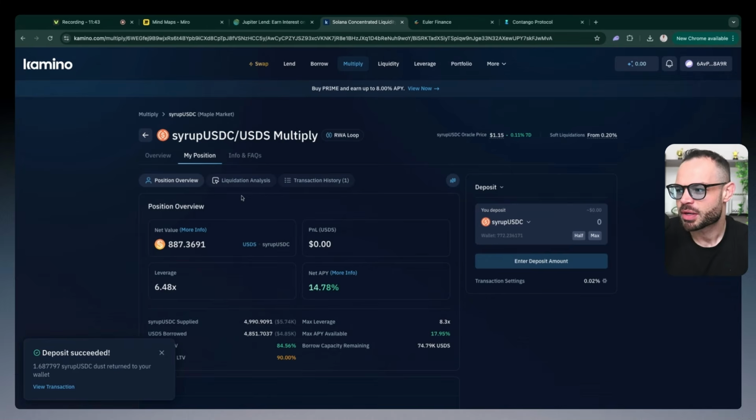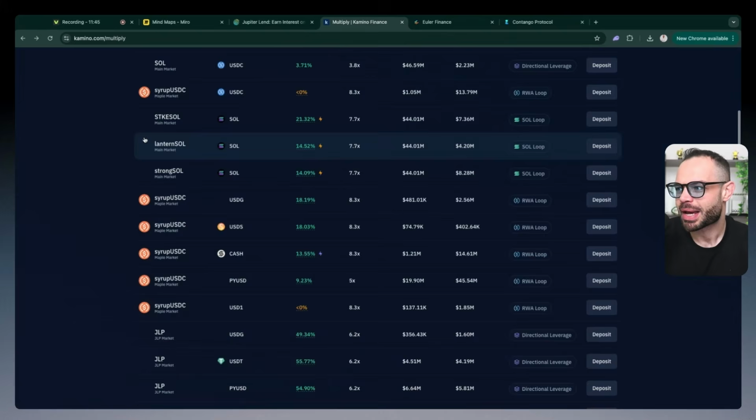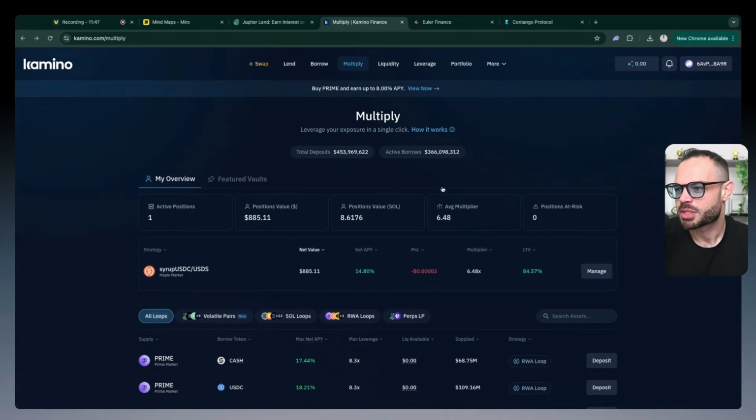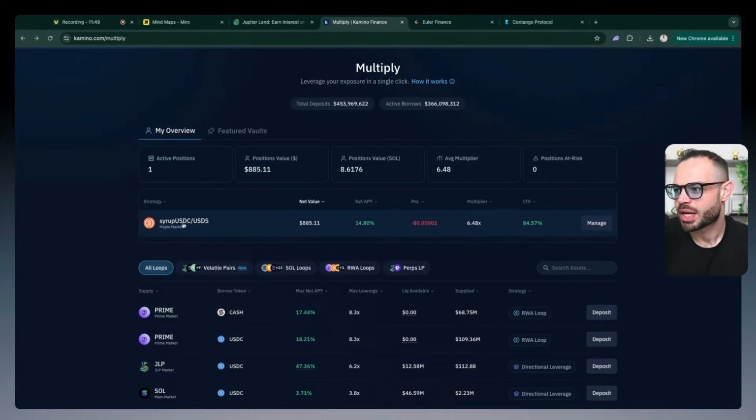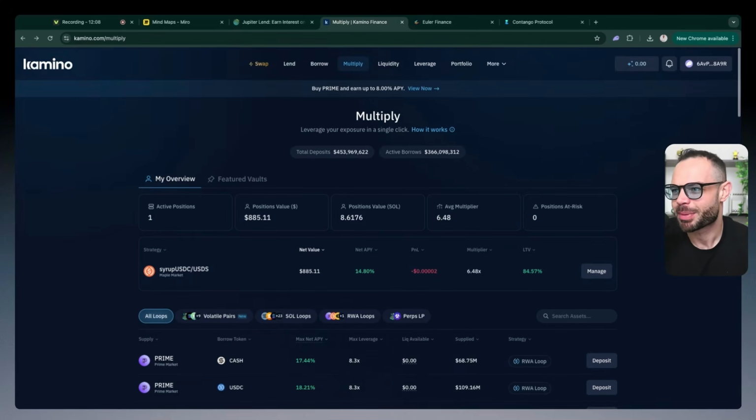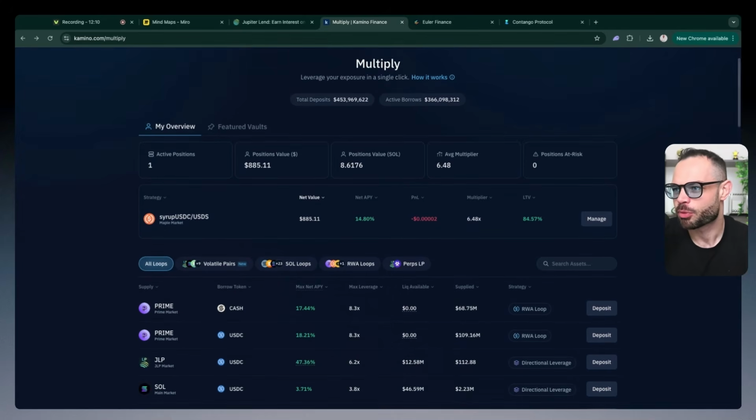You can see now we've got deposit successful. We have gone back here and we can look at our live position at the top of the screen. We have our Syrup USDC paired with USDS. We're getting 14.8%. Again, we've just opened the position, so we've got a tiny net negative P&L, but over the next 7 to 10 days, this will move into the positive, and we've got at least that plus 5 to 6% liquidation buffer. So I'm really happy with this. This is how you can implement stablecoin looping in your own portfolios, guys.